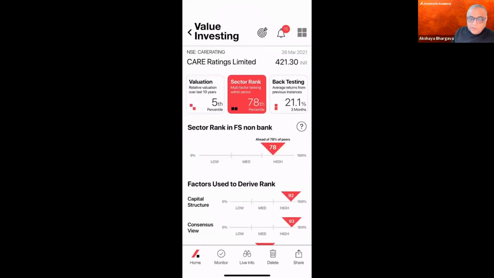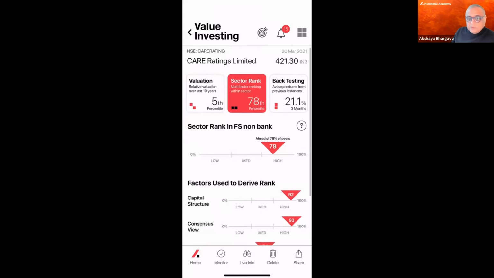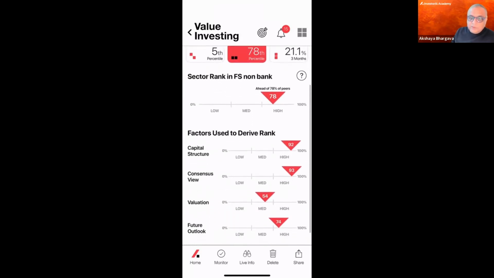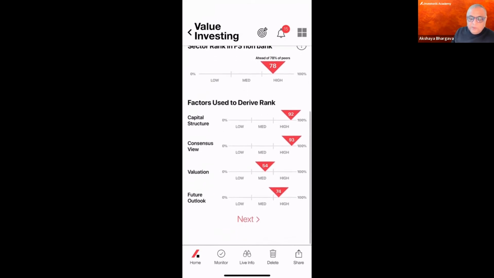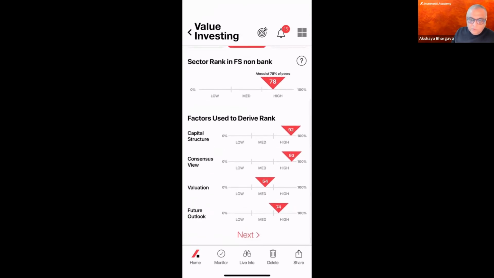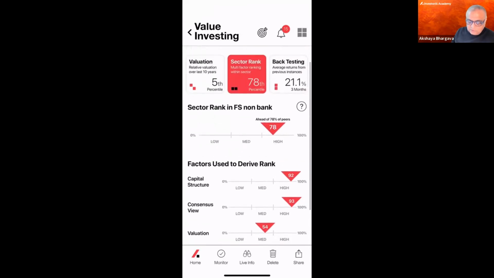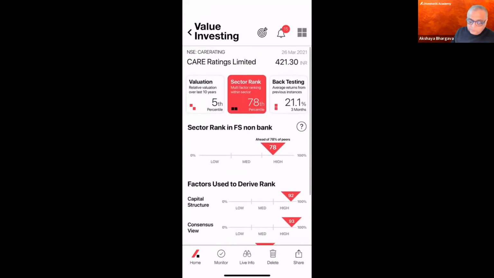Is it a good company? At 78th percentile is actually a very good company. The capital structure is fantastic at 92. Analyst consensus view is unbelievably good. The valuation is low, and the future outlook is good. So this is really a good stock to buy.